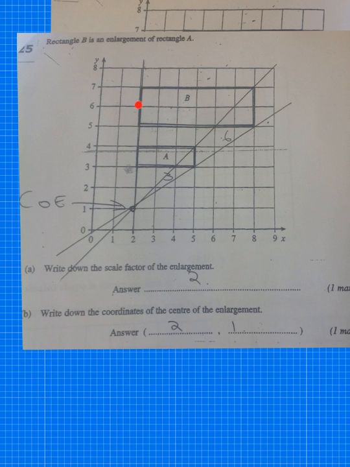And those lines, folks, will always meet either up here or down here. They'll meet somewhere. They meet at the coordinate 2, 1. So it's an enlargement by a scale factor of 2, centre of enlargement 2, 1.